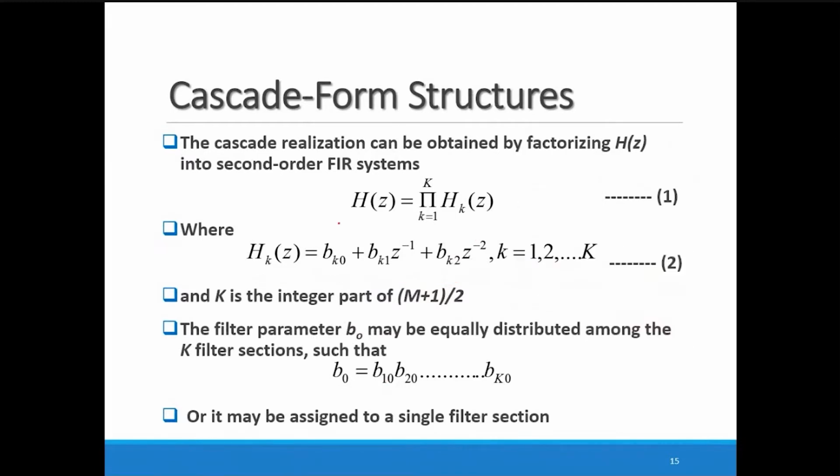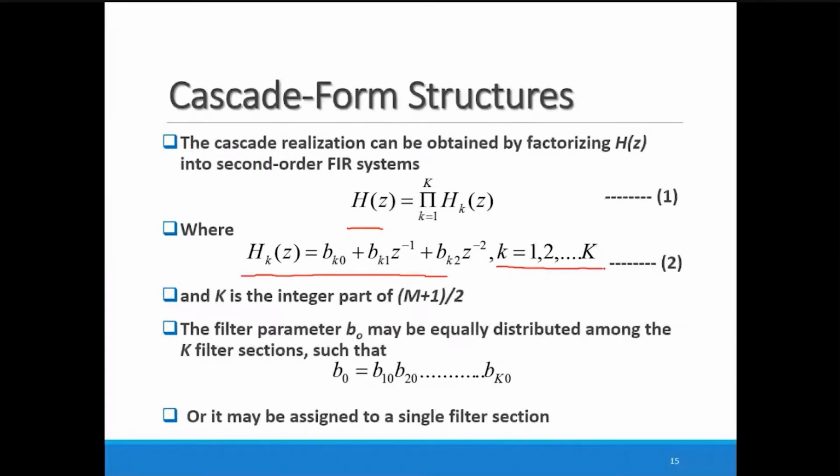Here, whatever H(z) is, that is factorized into this format, product for k equal to 1 to K of Hk(z). So we divide the transfer function into K number of subsections. Each section is a second order section, so that is an SOS structure. In short, it is known as SOS, second order section. So here Hk(z) is now represented as bk0 plus bk1 z inverse plus bk2 z raised to minus 2, where k is equal to 1 to K.